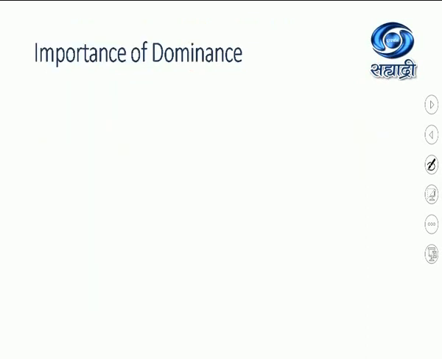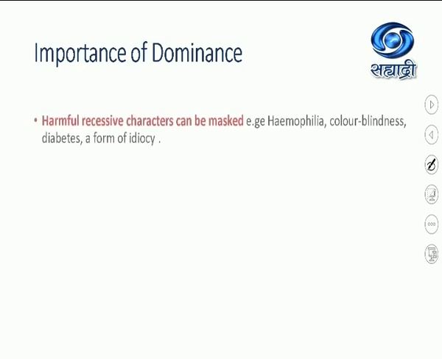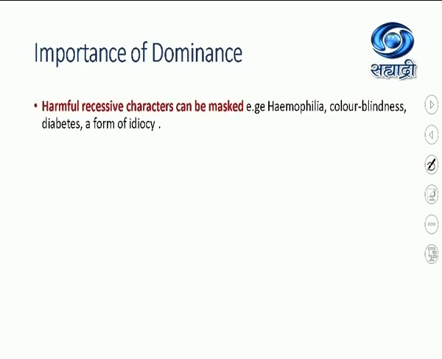Now let us see what is the importance of dominance. Why is it so useful? Any harmful recessive character can be masked by the dominant character. For example, color blindness. Color blindness is caused due to a recessive gene which is present on the X chromosome, and it will be masked because of a dominant gene. Even hemophilia, diabetes, and a form of idiocy. These diseases are caused due to recessive genes, and if a person has a dominant gene of the same, that person will be a carrier, but he or she will not be a sufferer. Basically, it is possible in females. How? We will also study this in detail later.